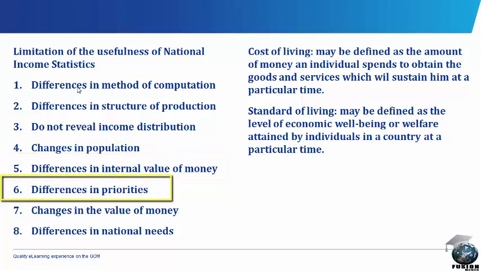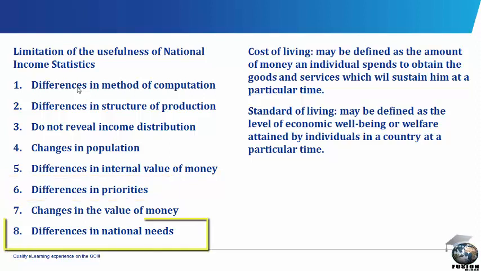Differences in priorities. Different countries have different priorities in terms of expenditure on output, and this makes it difficult to compare nations in terms of standard of living. Differences in national needs. Differences in the needs of nations make it difficult for national income comparison.